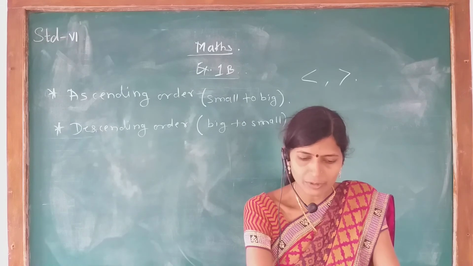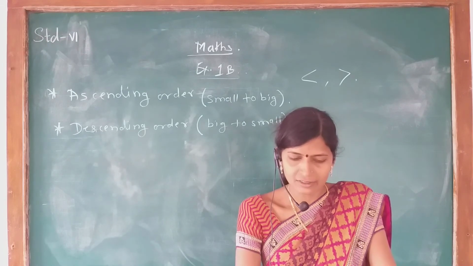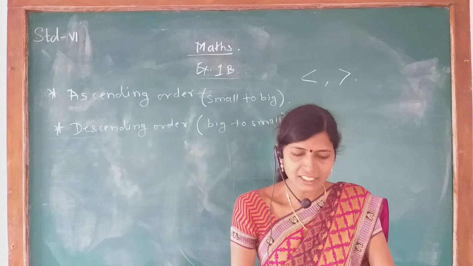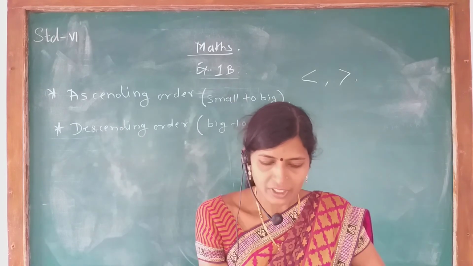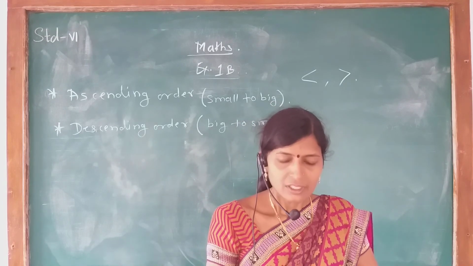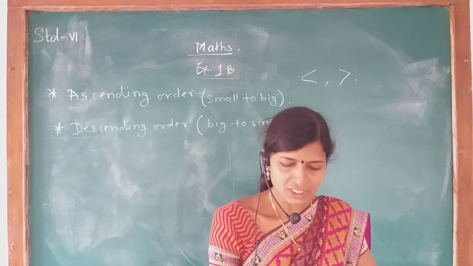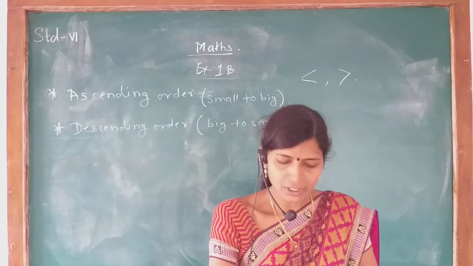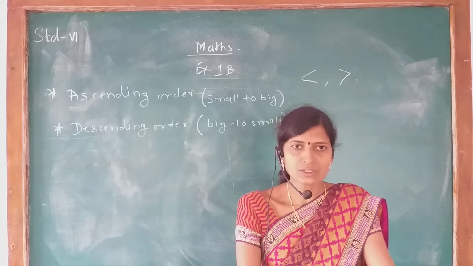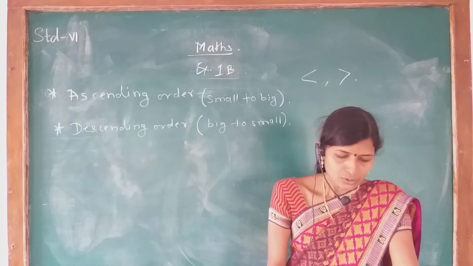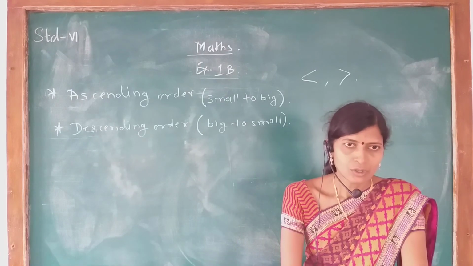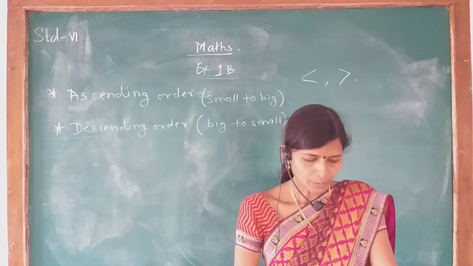Now see question numbers 5, 6, 7 and 8. The fifth question is: write the smallest 3-digit number with unique digits. Only 5, 6 and 7 questions, think about them and try to solve them. If you do not understand, I will explain these questions in the next online session. So you only have to complete exercise 1B up to question number 4.